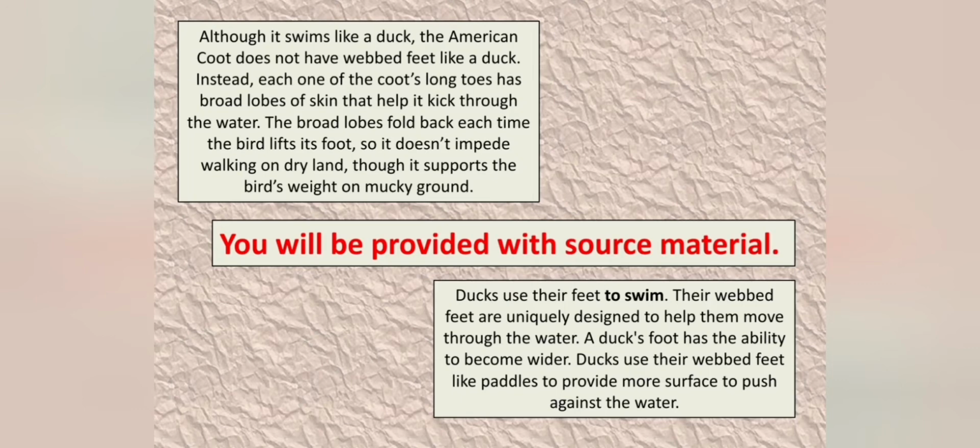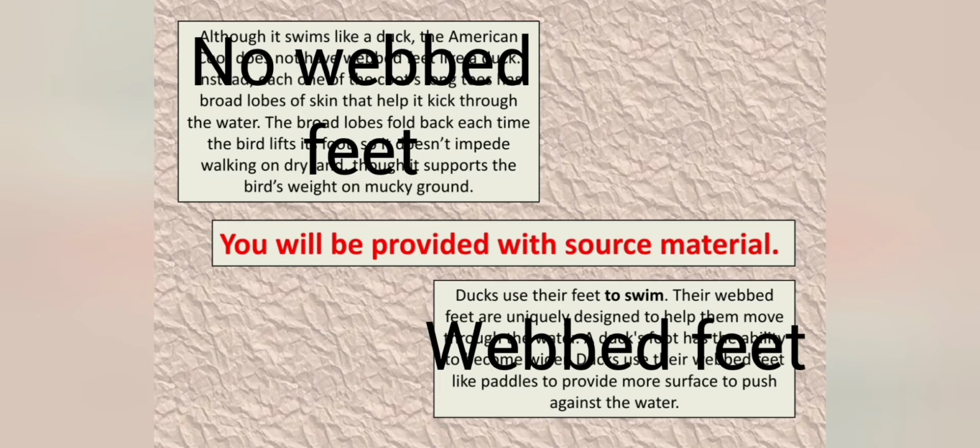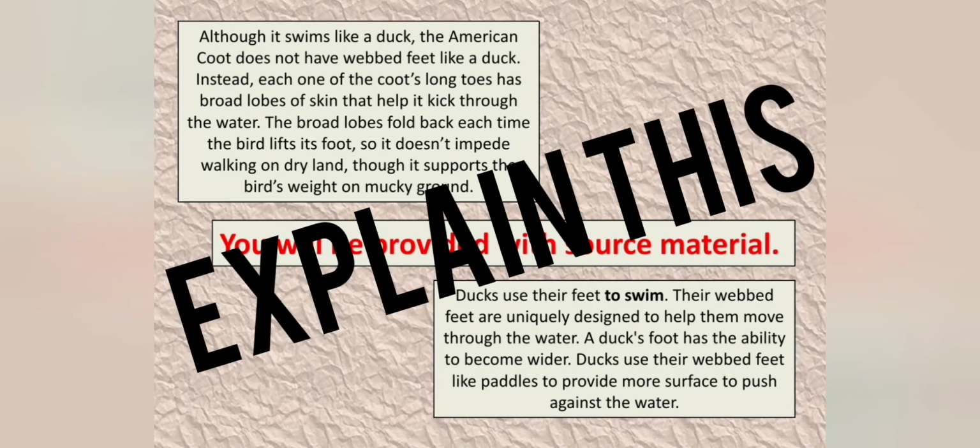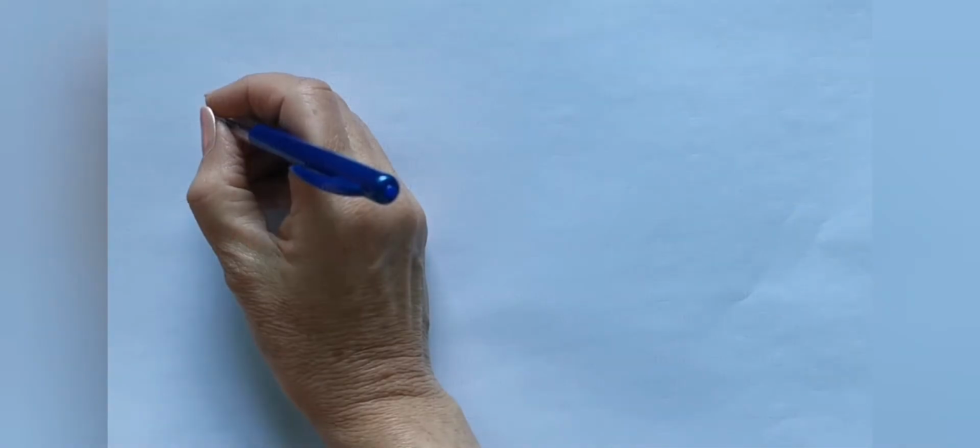But then it also gives a source on the right-hand side, which explains that ducks use their feet for swimming and that they've got webs in between that are uniquely designed to help them move through the water. Now, obviously, by implication, these 2 sources are trying to explain that ducks could have evolved from a population of birds that looked like ducks, but not all of them had webbed feet. So if this is a question out of 10 or 12 marks, how would you explain how ducks got their webbed feet? So let's try this.